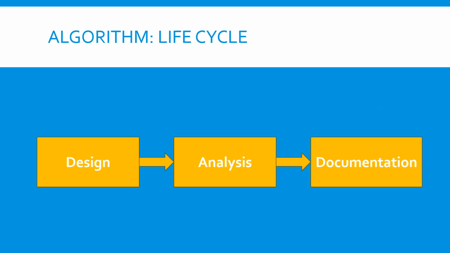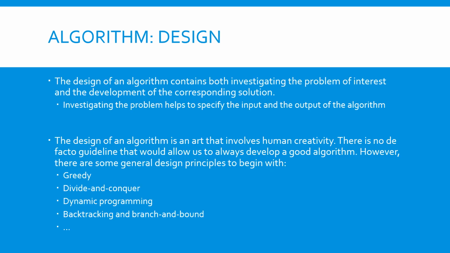Next, let's discuss the life cycle of an algorithm, which contains three main stages, namely the design, the analysis, and the documentation. To design an algorithm, we should first investigate the problem we are trying to solve. Investigating the problem allows us to know what conditions or assumptions are made by the problem, which translates into the input of the algorithm. And it will also tell us the mathematical objective of the problem, which translates into the output of the algorithm.